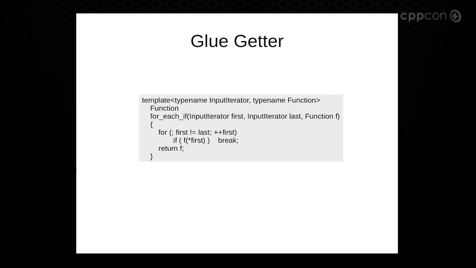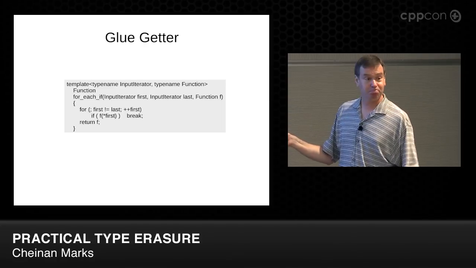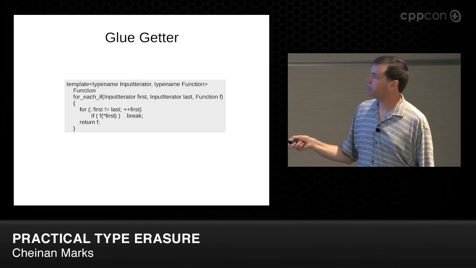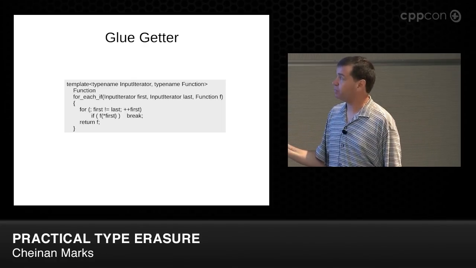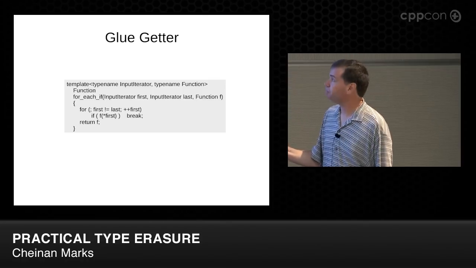Let's look at the for each if implementation. Very straightforward. If you've ever looked at for each, this implementation is similar, except that if the predicate returns true, I stop. That's it. All right? And then I return the functor. For each basically would be the same thing, except it wouldn't have this if statement.